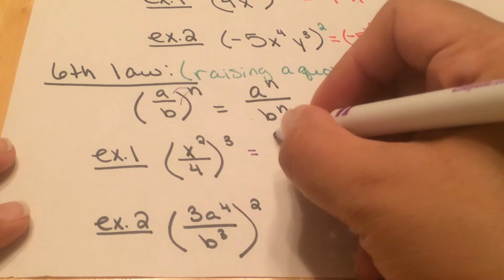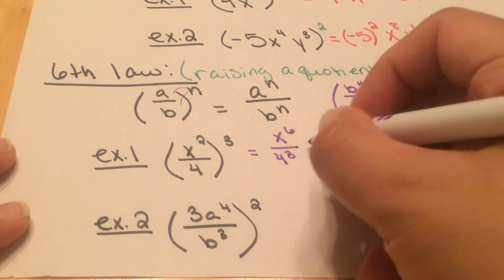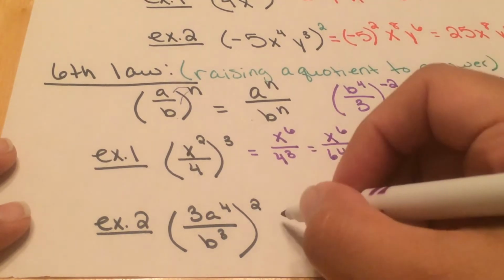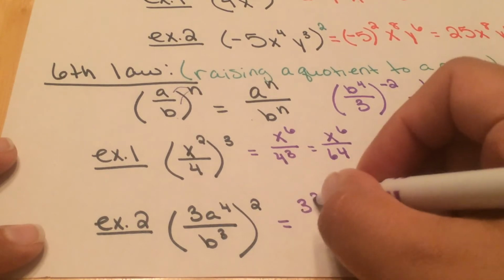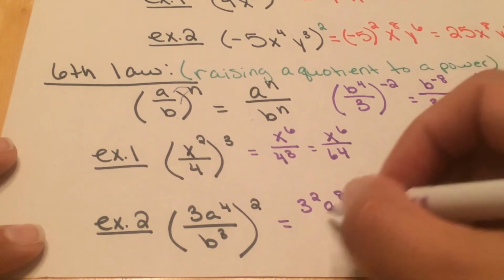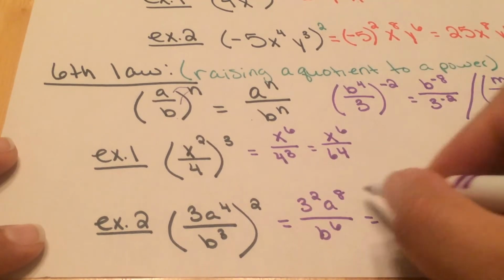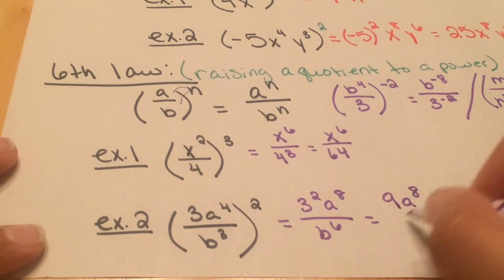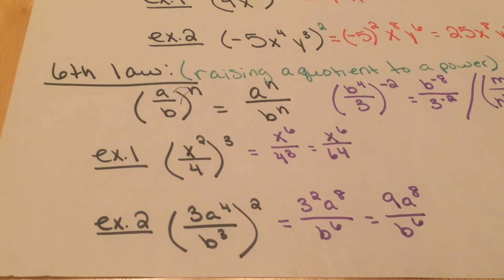All right, now that you're back, hopefully you got x to the 6th over 4 to the 3rd. If you did want to simplify that, x to the 6th over 64 is fine. On example 2, hopefully you got 3 to the 2nd, a to the 8th over b to the 6th. And again, we want to start simplifying that. So 3 to the 2nd would be 9, a to the 8th over b to the 6th. Okay?